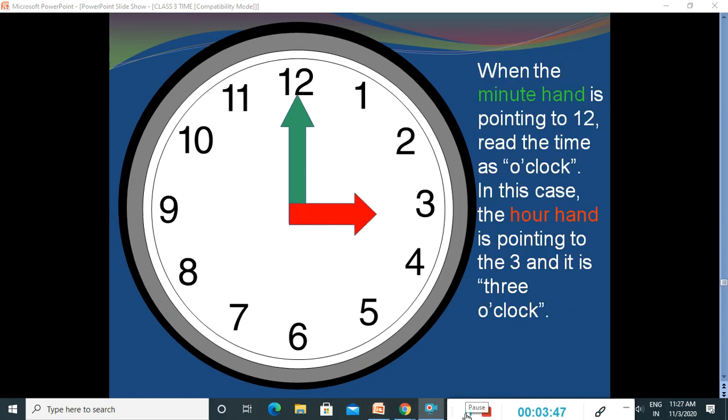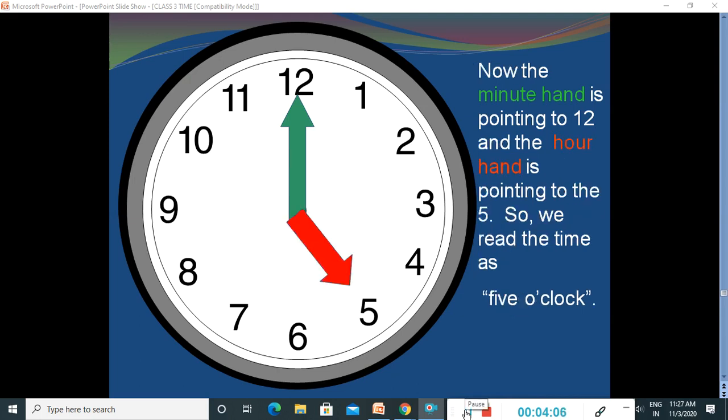Students, as I told you, when the minute hand is pointing to 12, the time is read as o'clock. In this case, you can see the minute hand is pointing to 12 and the hour hand is pointing to 3. That means the time is 3 o'clock. Let's see one more example. Here in this clock, the minute hand is pointing to 12 and the hour hand is pointing to 5. So the time is 5 o'clock.